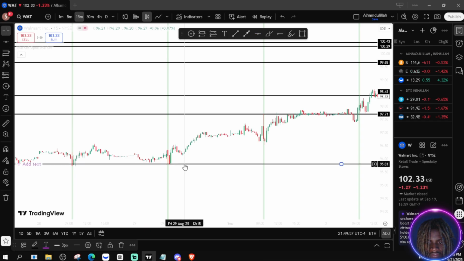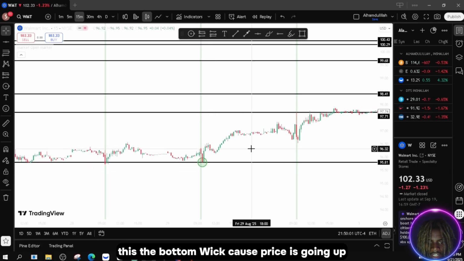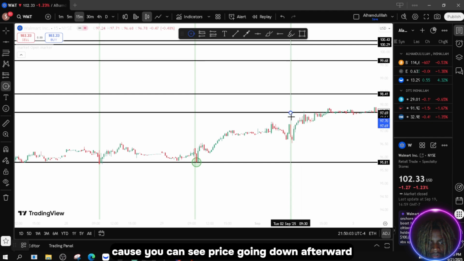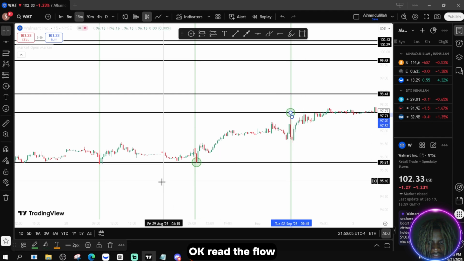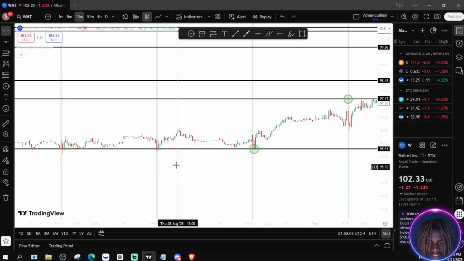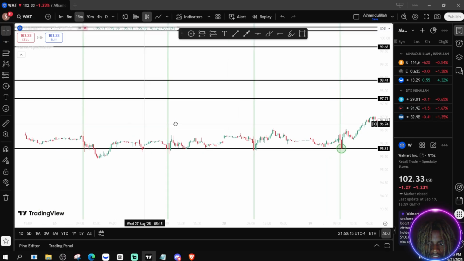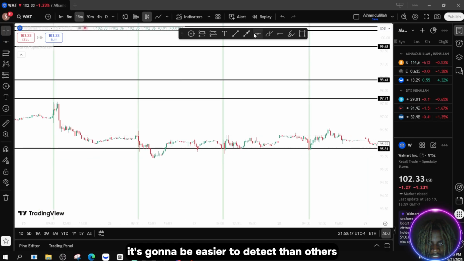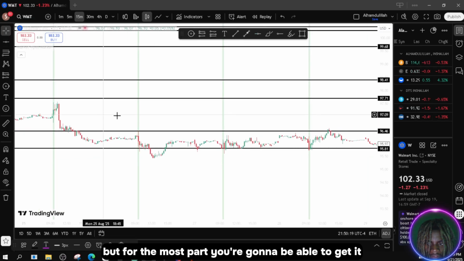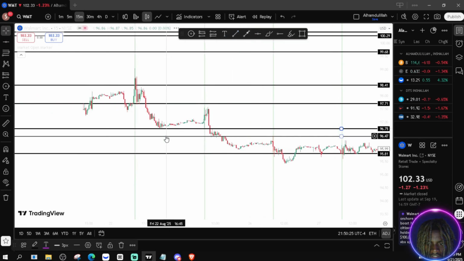Down here. Okay, this is the bottom wick because price is going up. This is the top wick because you can see price going down afterward. Okay, read the flow. That's how you can determine what candlestick it is. And sometimes it can be easier to detect than others, but for the most part, you're going to be able to get it. In here.